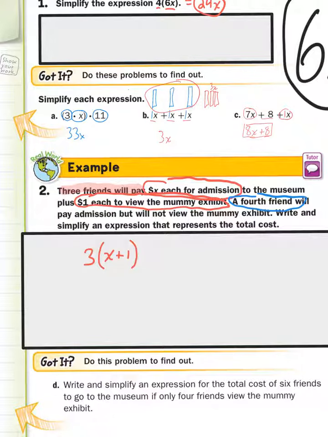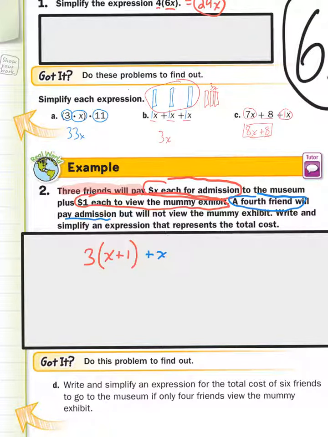Is only paying admission, but will not view the mummy exhibit. So that 4th friend, we have to add on X dollars for admission for the 4th friend. But no $1, because remember, he's not or she's not going to the mummy exhibit. So it says, write and simplify an expression that represents the total cost. Well, this expression here represents the total cost. 3 friends are paying X dollars to get in, plus $1 for the mummy exhibit. That's in red. And in blue is this 4th friend who's only paying admission.